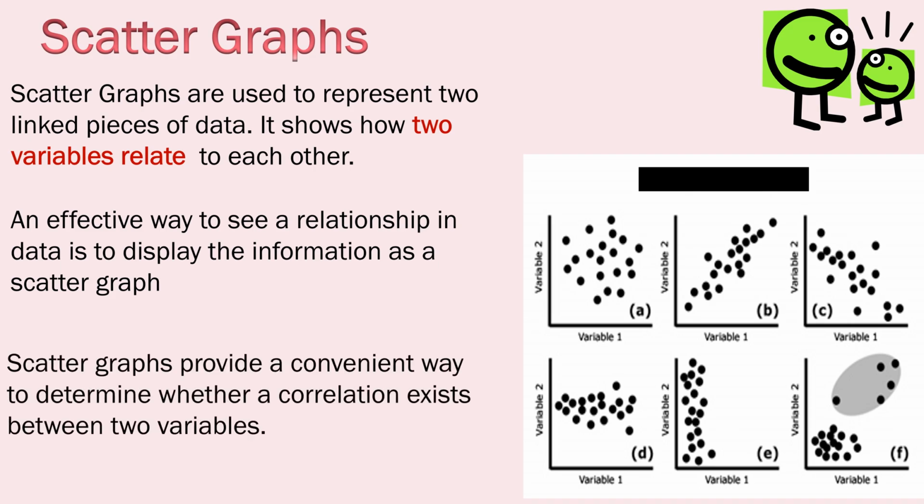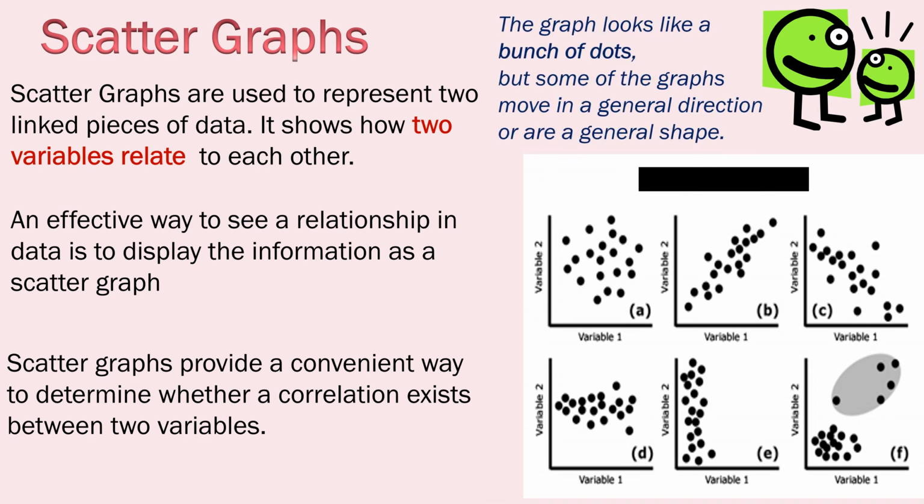So scatter graphs provide a convenient way to determine whether a correlation exists between two variables. Now, when we talk about correlation, another name for that is relationship. Another name for that is association. So we want to determine whether a relationship exists between two variables.